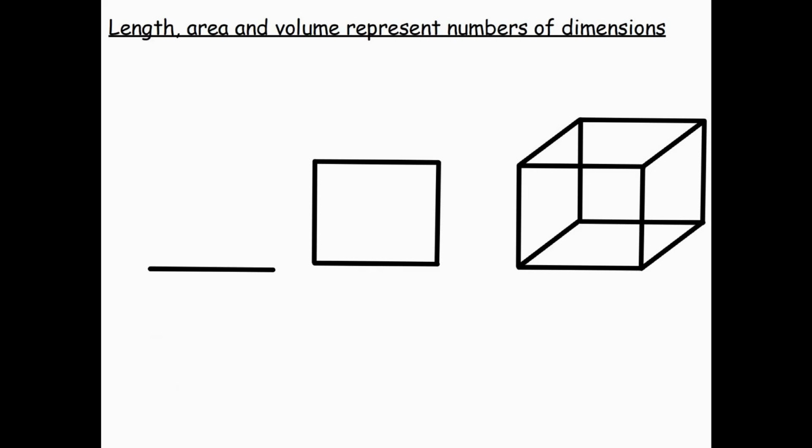Length, area and volume represent numbers of dimensions. A length is a one-dimensional quantity. An area has 2 dimensions. And a volume has 3 dimensions.